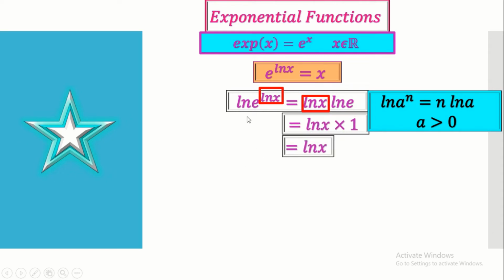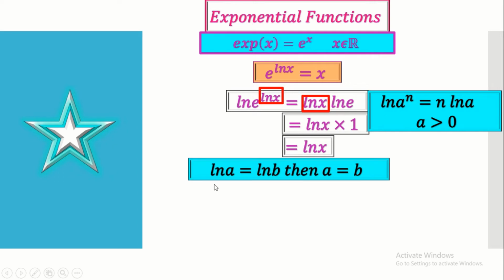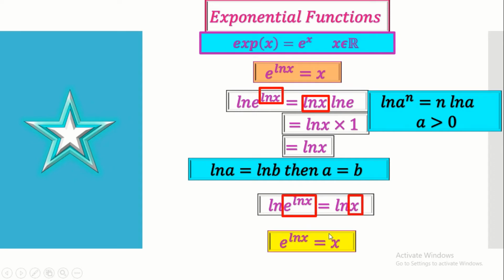Well, why did we write it in this way? ln exp(ln x) is equal to ln x. But we have that if ln a equals ln b, then a equals b. Now, can't we say that ln exp(ln x) is equal to ln x? If we remove the function ln, what should we get? exp(ln x) is equal to x. This is the rule.